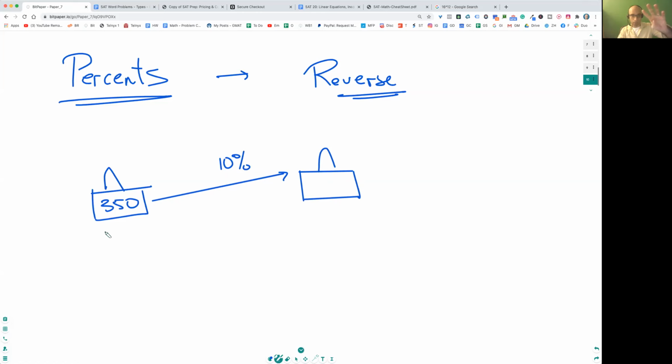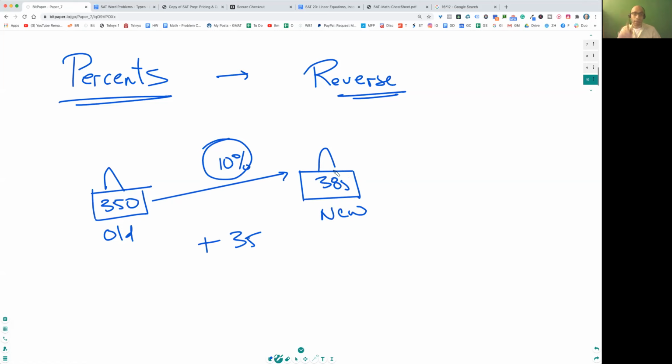Excellent, well done, Griffin. So you've got the old price here, and the new price here. Now this is easy. Many of you are going to do 10% of 350. You're going to get $35. Then you add the 35 to 350 and you're going to get 385.